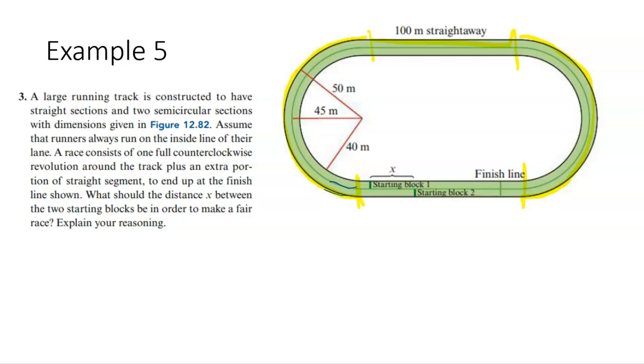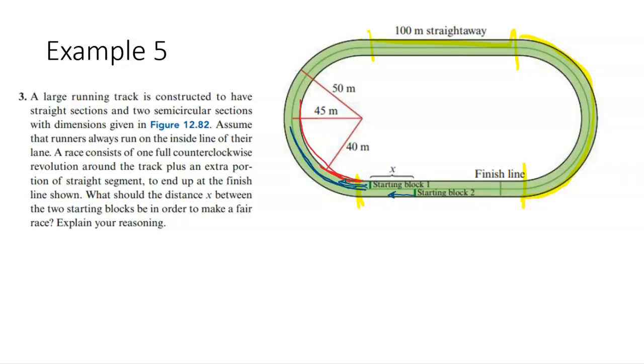1 full counterclockwise, so they're going in this direction. What should be the distance x between the 2 starting blocks in order to make the race fair? So we basically want to see what's the difference around the distance in the track. So what's the difference if you're in this lane and you're moving this way, and what's the difference if you're in this lane and you're moving this way? So they said the inside track is what's being used, and because of the direction they're going, this is the inside track for 1, and then this is the inside track for 2.